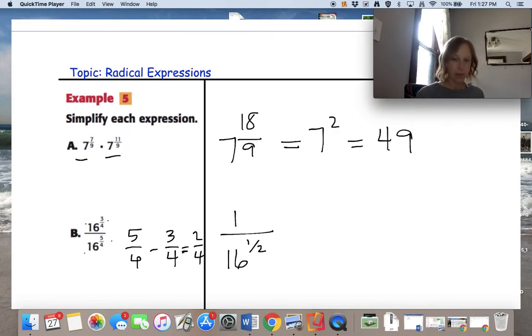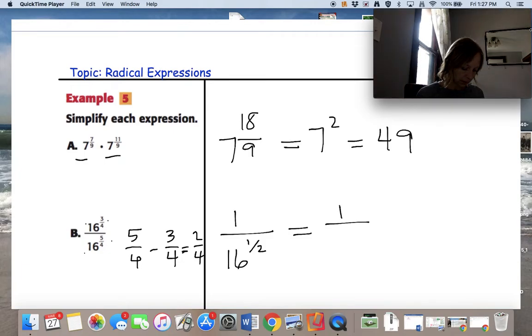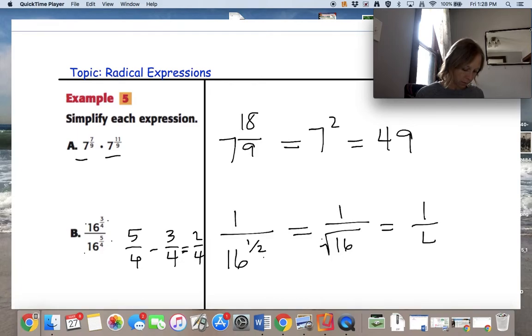Okay. Now I'm going to keep simplifying because remember, it's not good to have an exponent in our denominator like this, and also 1/2 power, that's the same as the square root. So this is 1 over the square root of 16, okay? Because the denominator becomes the index, the square root of 16 is 4, 1/4. Okay.